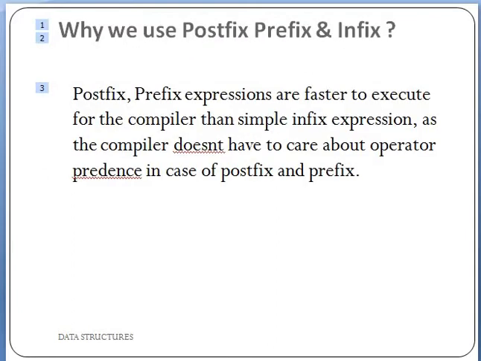Now, why do we use the prefix and postfix expressions? The prefix and postfix expressions are faster to execute by the compiler than a simple infix expression, as the compiler does not care about operator precedence in the case of postfix and prefix expressions.